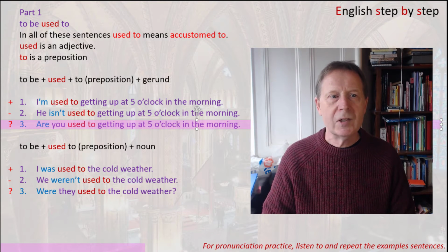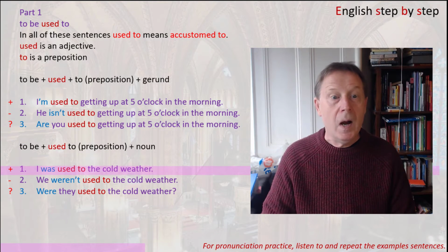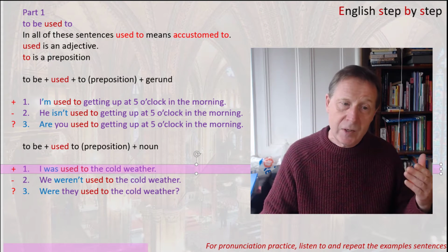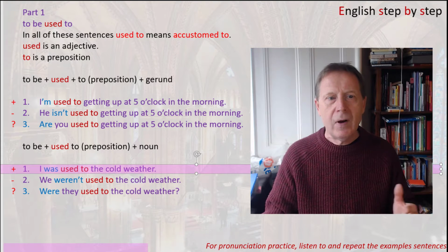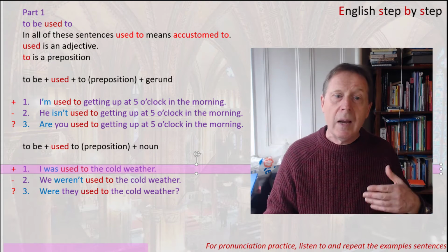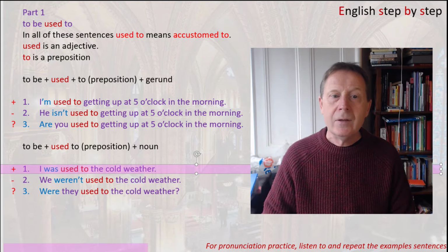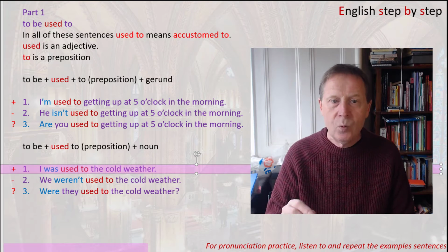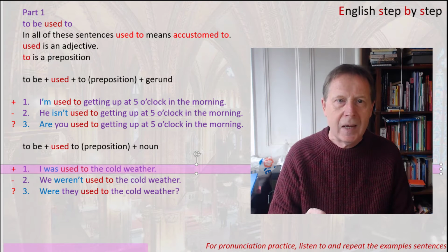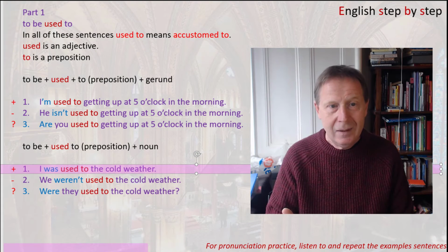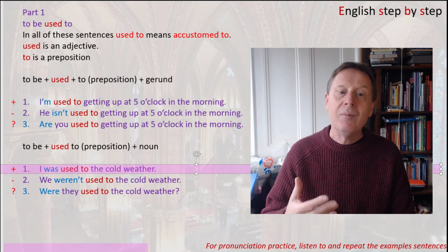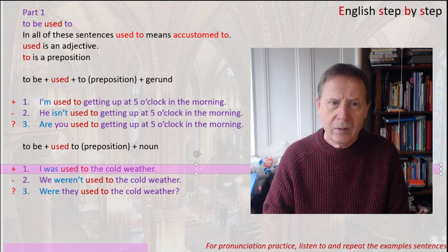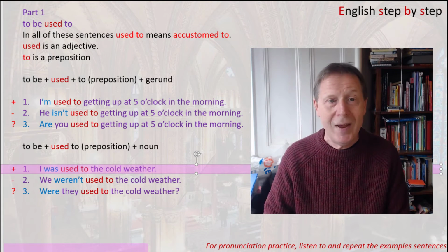So let's look at the next 3 examples. Number 1, I was used to the cold weather. So that's talking about a situation in the past. Instead of I am, it's I was. I was used to the cold weather. And we have the cold weather. Now that's a noun with an adjective. So instead of saying I am used to getting, for example, you can say I am used to the cold weather, or I am used to the hot weather, or simply I am used to the weather.